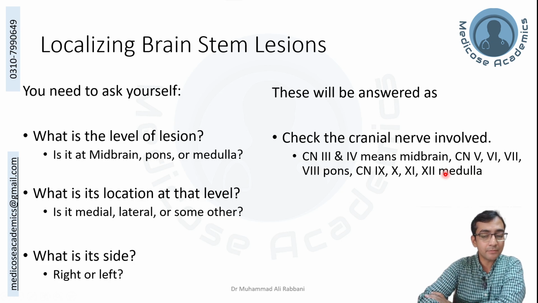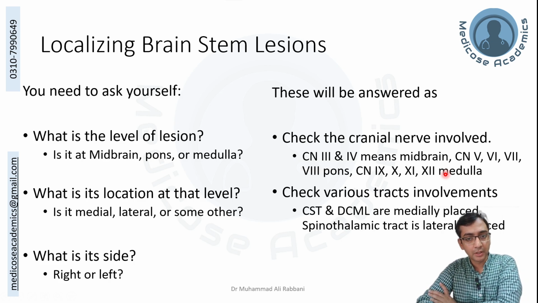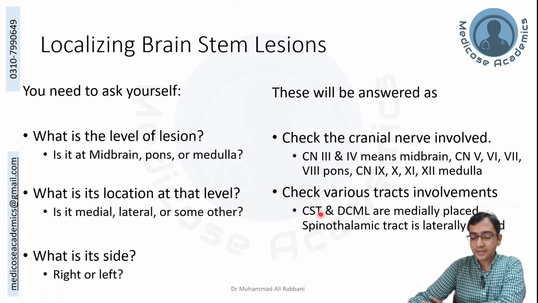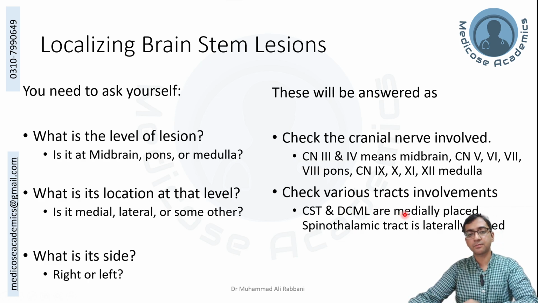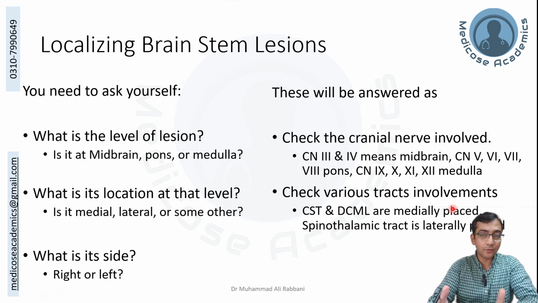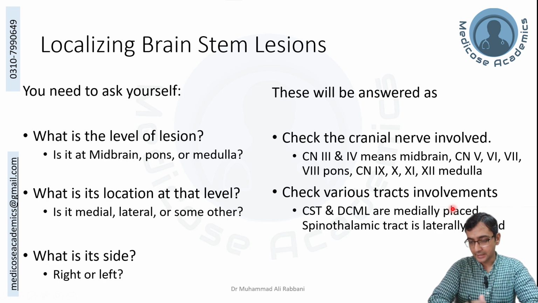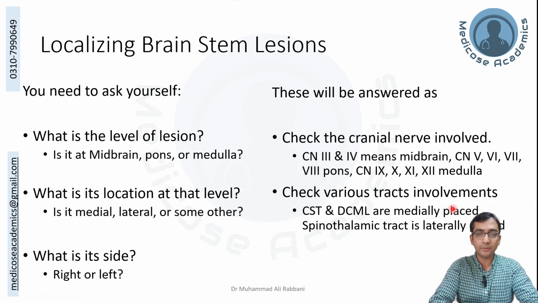Next question is, is it medial or is it lateral? Out of the three tracts that I highlighted, the corticospinal tract and DCML are placed near the midline, more medially, and the spinothalamic tract is placed more laterally. So check for the signs and symptoms of those. If there is contralateral spastic paralysis, that means the corticospinal tract is involved, so it will be in the medial aspect. Spinothalamic will be the lateral aspect.